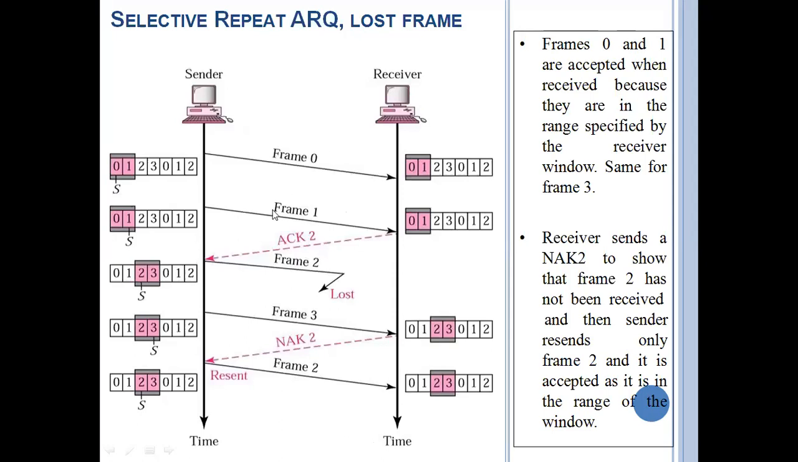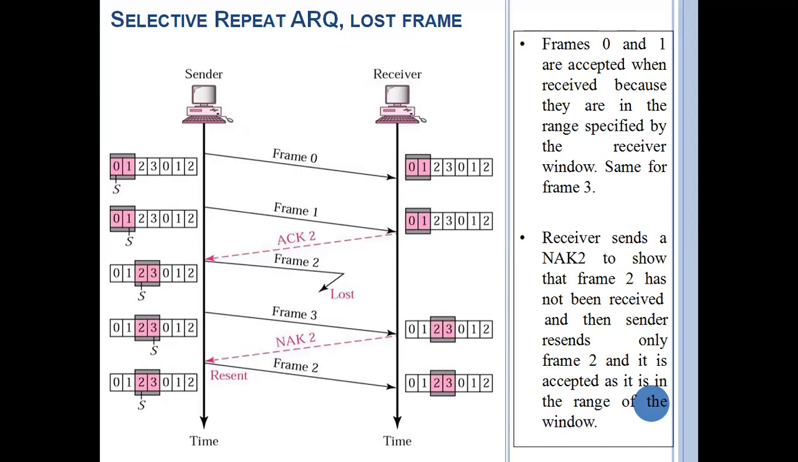How is the frame lost here? Frame 0 is transmitted, frame 1 is transmitted, so acknowledgement 2 is received. In between, frame 2 is lost. Then frame 3 is received, and here the NAK for frame 2 is sent. Frame 0 is received, frame 1 is received, and frame 2 is not received, because frame 2 is lost in between.